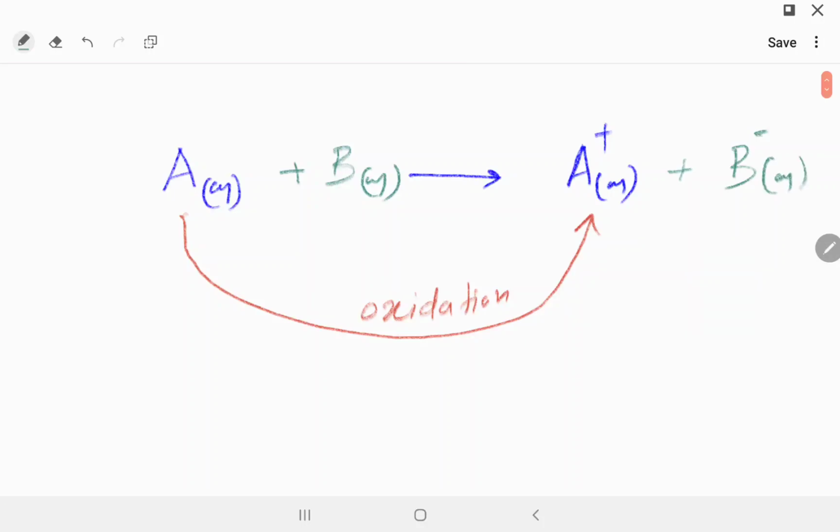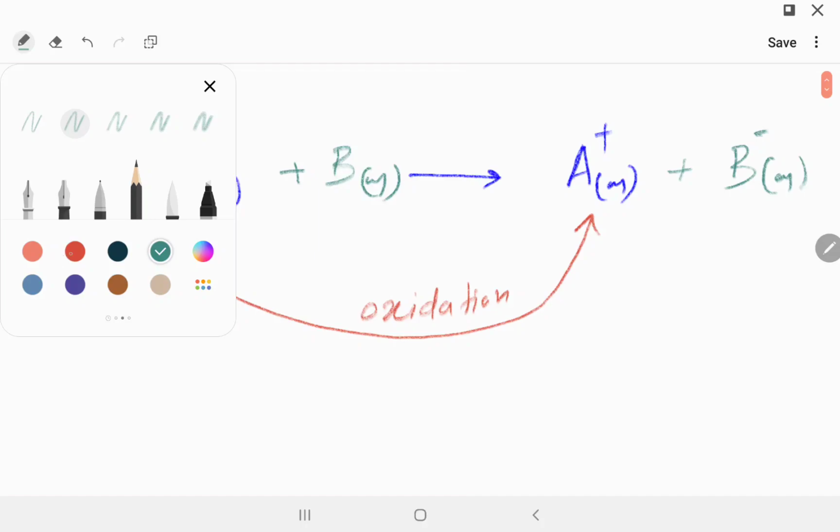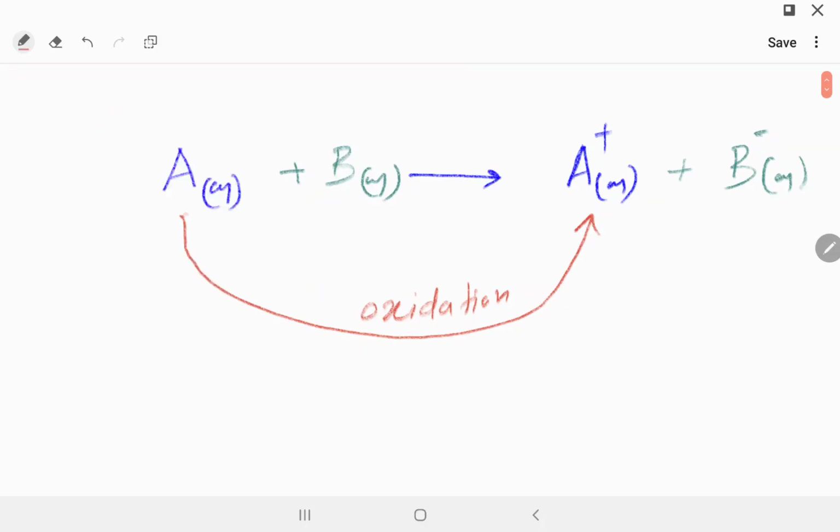So A is losing an electron, so we call it oxidation. B is gaining an electron, so we call it reduction. So this reaction right here is your reduction. All right, so in this oxidation reduction reaction, as you can see, A is losing an electron, so that is oxidation. B is gaining that electron, so that is reduction. So that is how you define terms in this reaction.